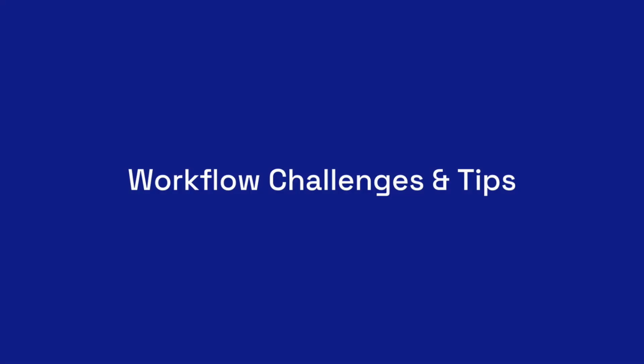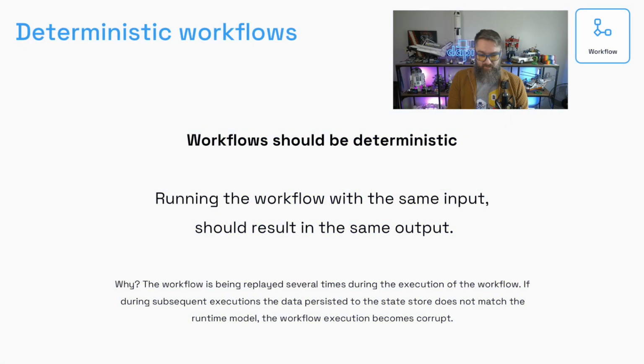Okay, the final section is about workflow challenges and tips. Sometimes it can be tricky to get workflows right because it's a slightly different thinking or programming model than what you're used to. One of the big things is that workflows should be deterministic. That means running the workflow with the same input should always result in the same output. And why is this?